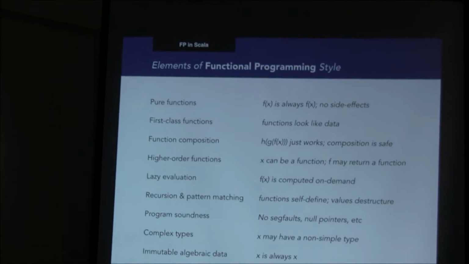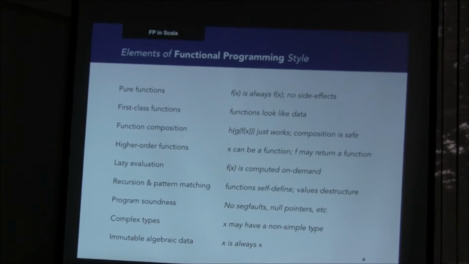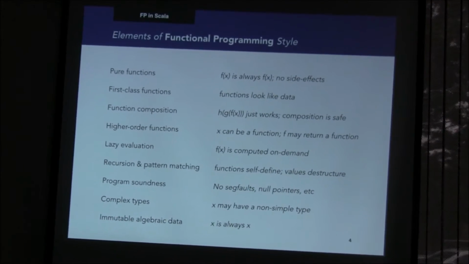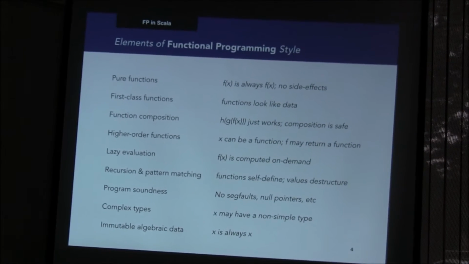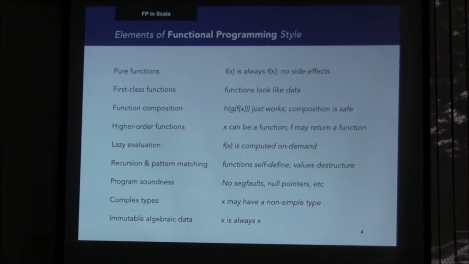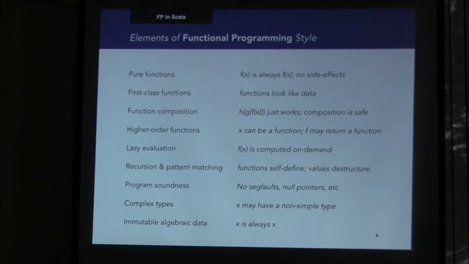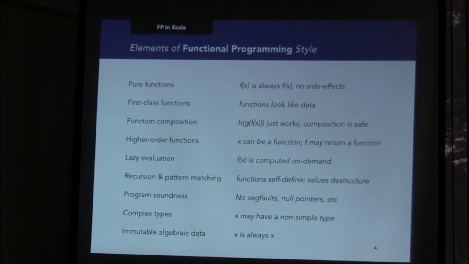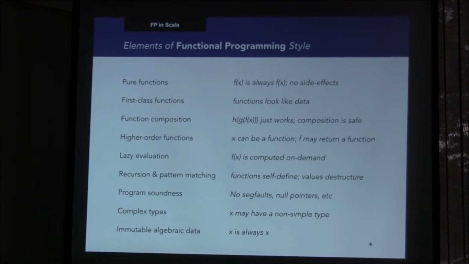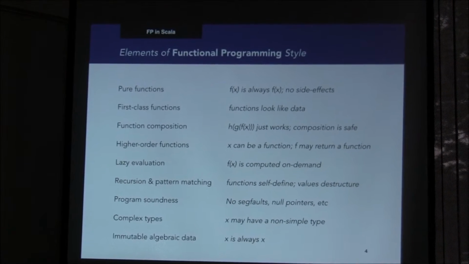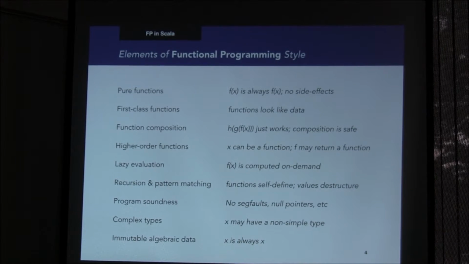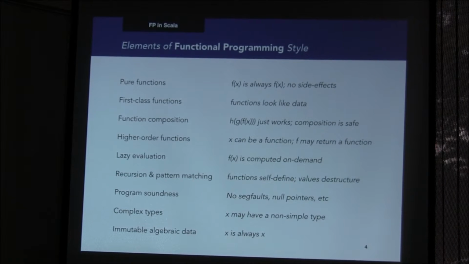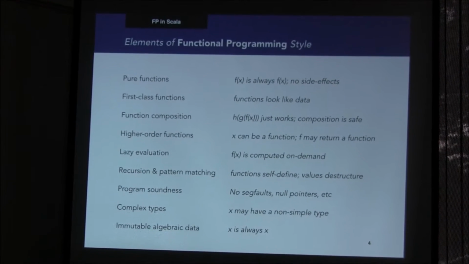Complex types. This one is probably the furthest from idiomatic pure functional programming, because lots of different languages take a very different view on what their type system should be. Scala probably has one of the more complex type systems out there, which is both a feather in its cap and a lodestone on its back. And then of course, immutable algebraic data. Scala has some of that.